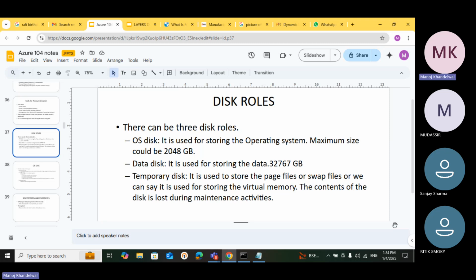Because once it is shut down, what will happen? All the data will be lost. All the data will be lost. Is this clear to everyone?